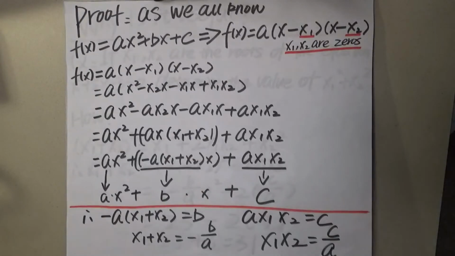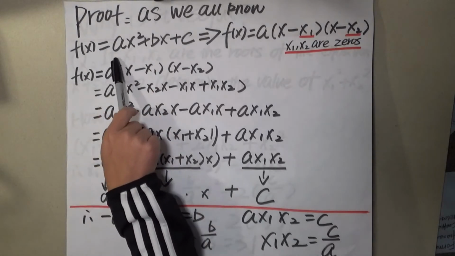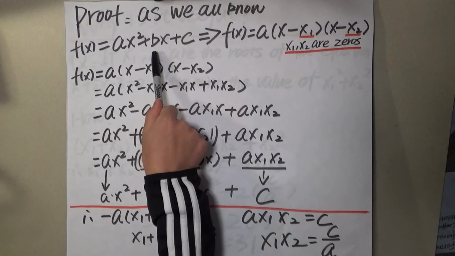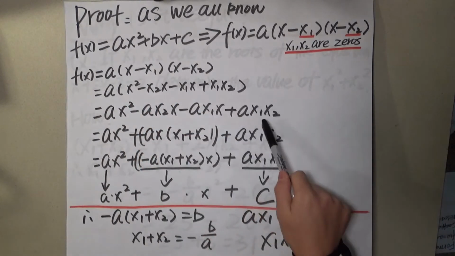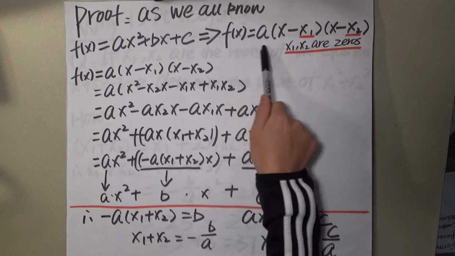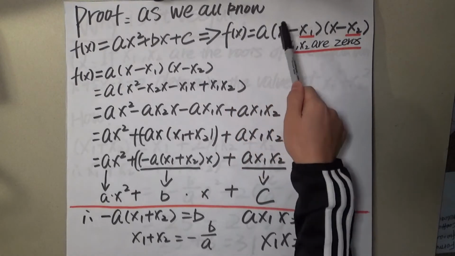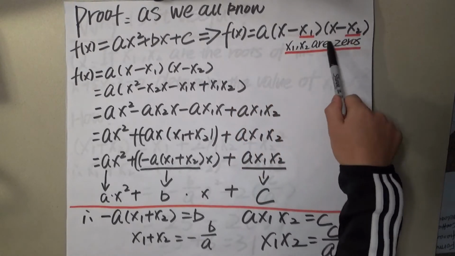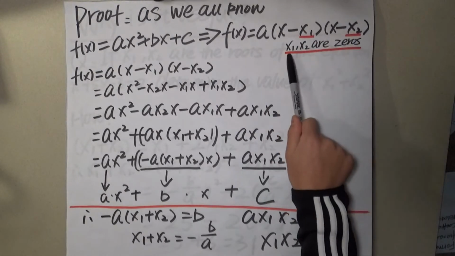But how do we reach that? Here's the process. The general form for the quadratic function is f(x) = ax squared plus bx plus c. However, we can also write the quadratic function in factor form, or zeros form, which is here. f(x) equals a times (x minus x1) times (x minus x2). The x1 and x2 are the zeros.